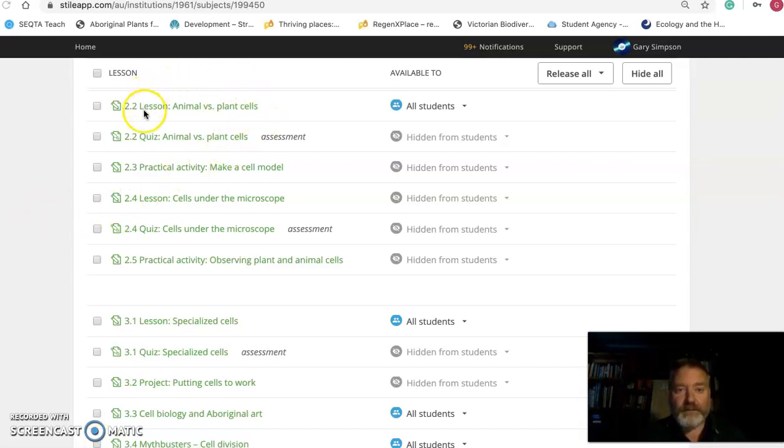This week, you've got 4 classes. The first one, you're going to look at animal versus plant cells, so looking at differences between the main types of cells. There are other cells, there's fungi and all sorts of other things as well. Then we're going to have a look at specialised cells, because cells all have special jobs to do.